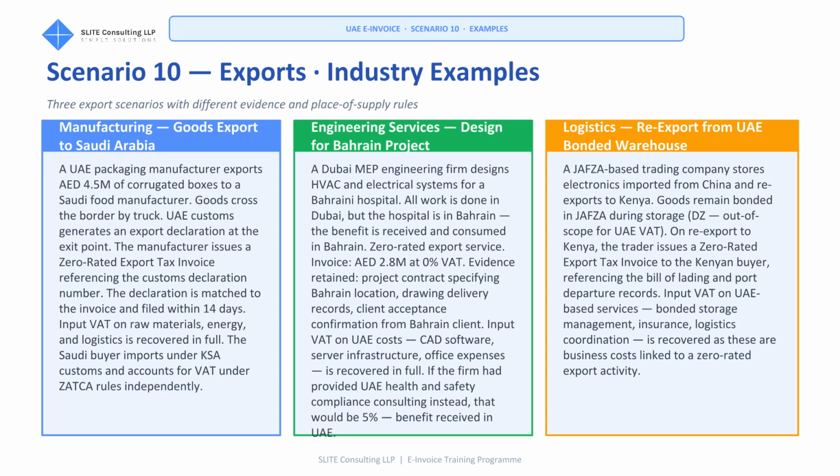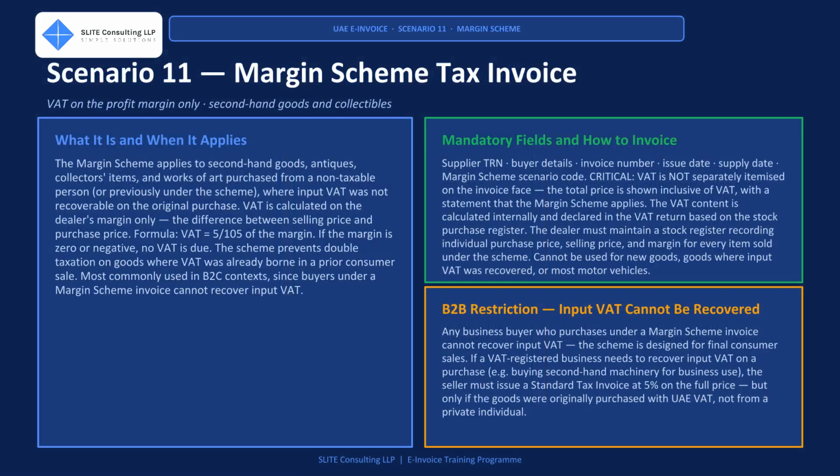Margin scheme next. Scenario 11 is the margin scheme, used for second-hand goods, antiques, collector's items, and works of art purchased from a non-taxable person, where input VAT was not recoverable on the original purchase. VAT is calculated on the dealer's margin only, the difference between selling price and purchase price. The formula: VAT equals 5 divided by 105 times the margin. If the margin is 0 or negative, no VAT is due.